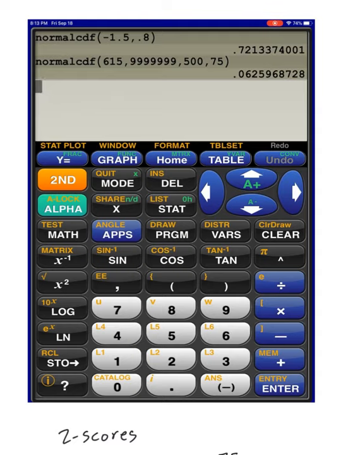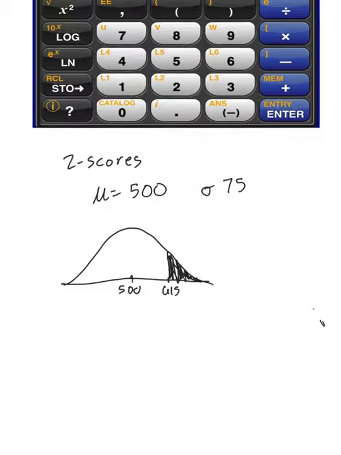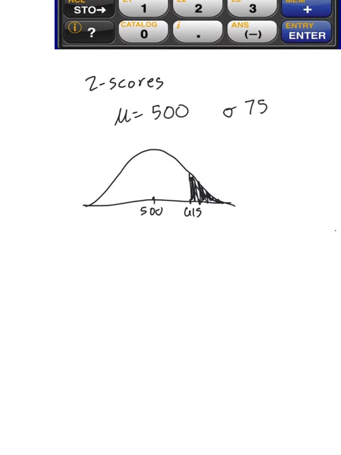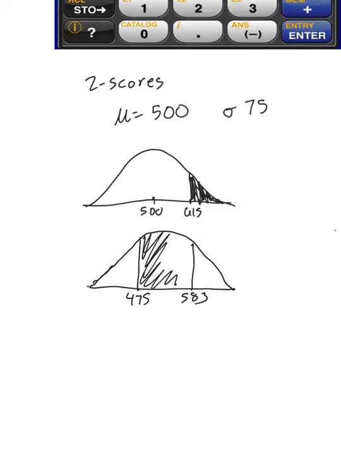Okay, now what if I want a range of apples? Instead of just saying 615 or more, I want the probability of getting a range of, let's say, 475 apples to 583 apples this year. So somewhere between at least that much and at most that much. I want it in the middle.